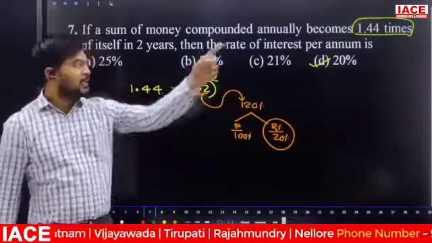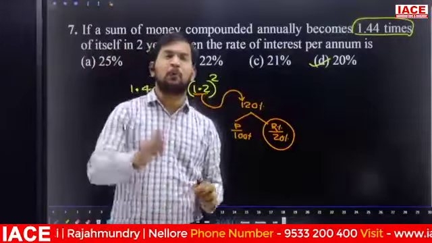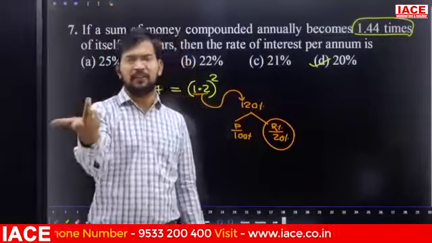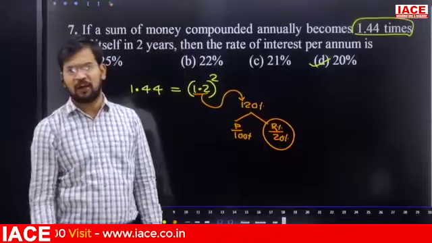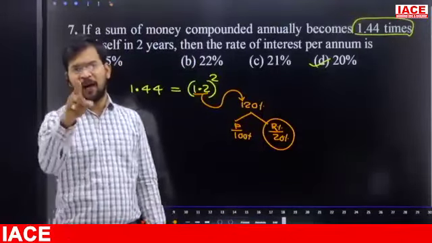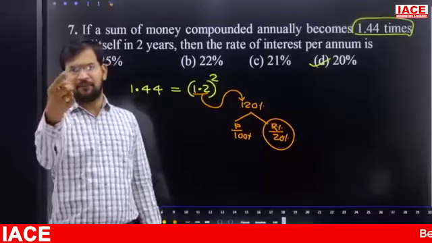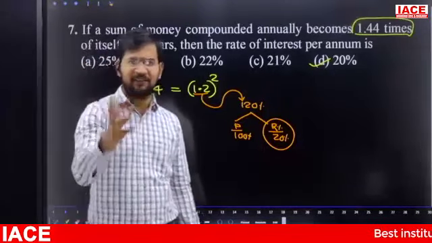Say for example, if it is not 1.44 times but 2.25 times, 2.25 times is nothing but 1.5 whole square. 1.5 is nothing but 150%. In that 150%, the principal is 100% and the rate of interest is 50%.